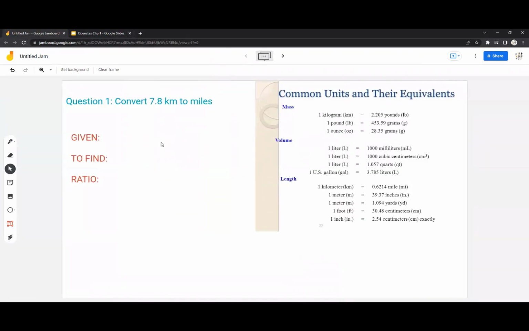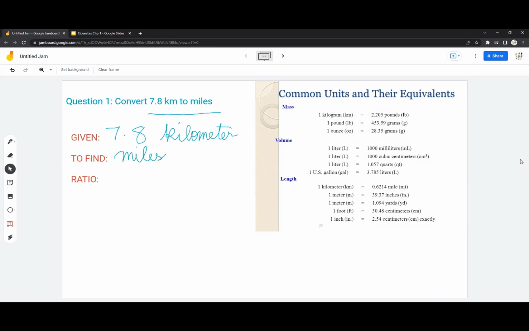It says convert 7.8 kilometers to miles. What I want you to do is go ahead and write given, to find, and ratio. In this question, what is something that's given to you? What's given to me is 7.8 kilometers. That's the information given to me. What is something we have to find? We have to find the miles. Our final answer should be in miles.